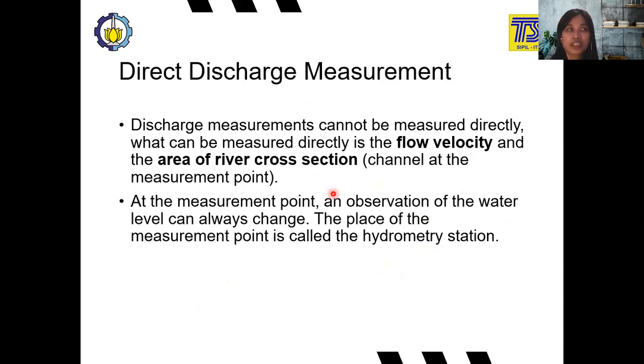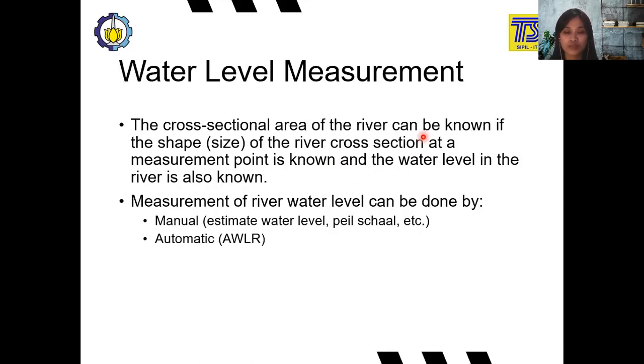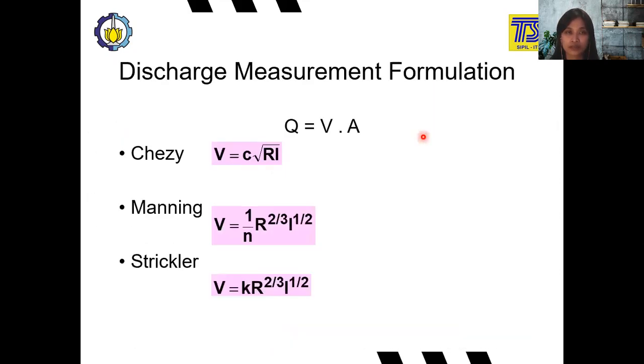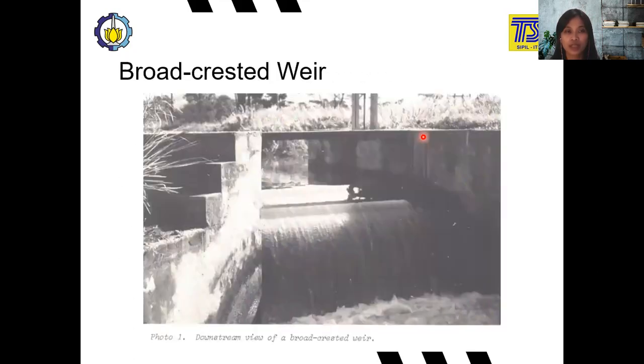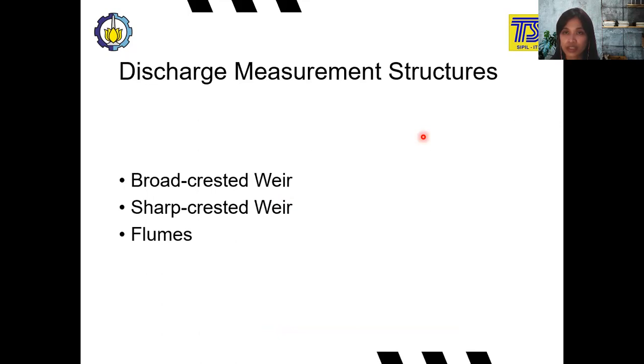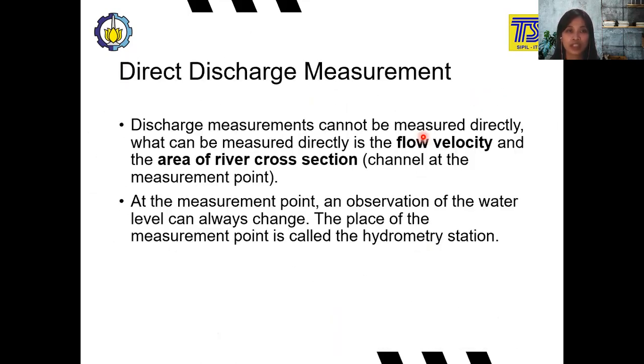So for the different structure measurements, we have different equations, as you already know. You already did it in the experiment of the hydraulics, of the mechanical fluids and hydraulics. So I don't need to explain it again because it's already done. And the third one is using the direct discharge measurement. So for the first one, you use the formula. And then the second one, you use the measurement structures. And then the third one, you use the direct measurement.